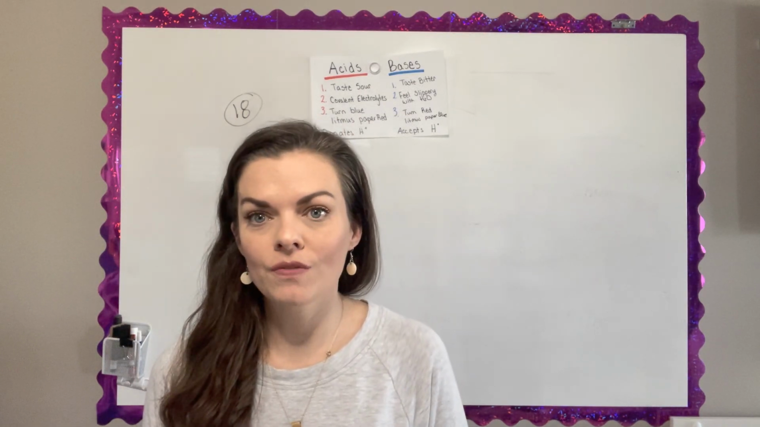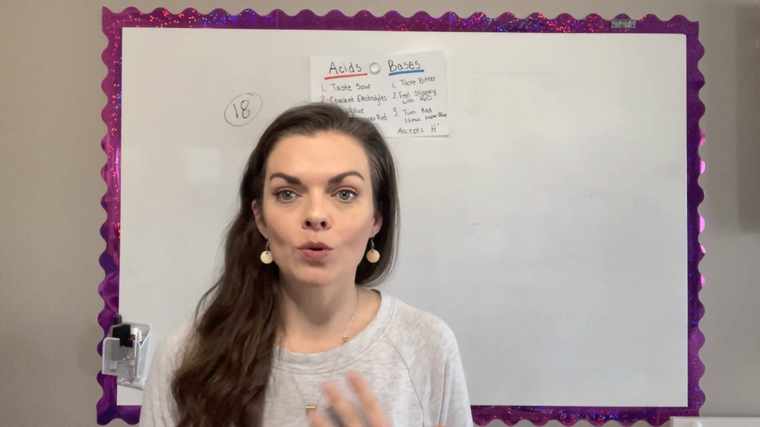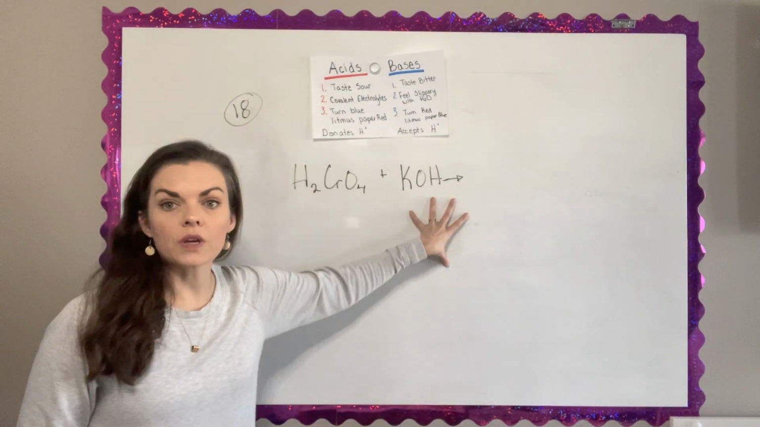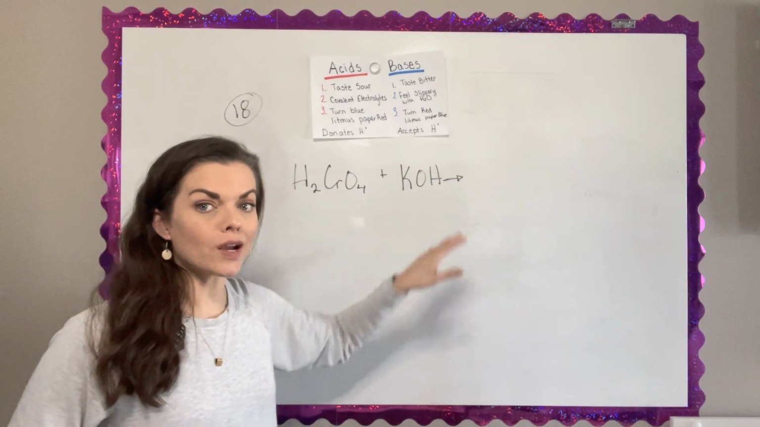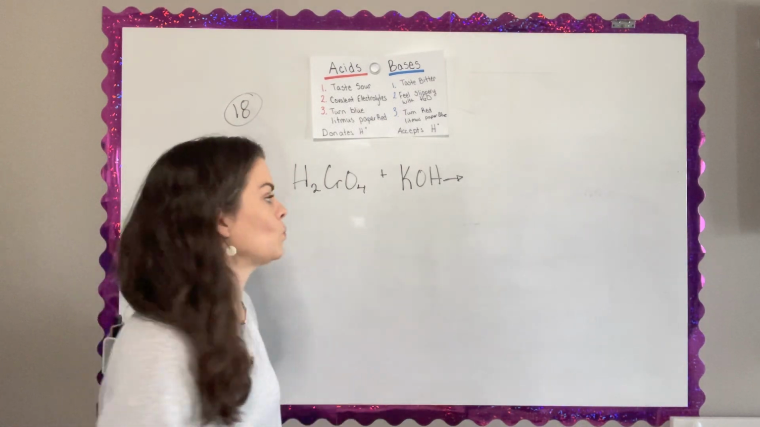So the first part of this, as is always, is going to be to write the equation out. These are the reactants that they tell you. This acid and base, I have a hydrogen and a hydroxide, so I know my products are going to be water.